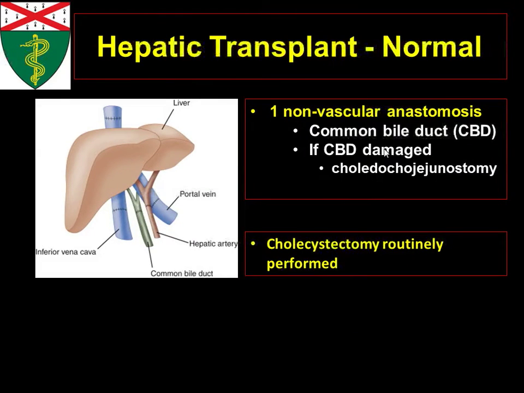And the one non-vascular anastomosis, absolutely right, is the common bile duct. So you want to attach the donor's common bile duct to the recipient's common bile duct. And if for whatever reason the common bile duct is damaged, particularly in the recipient, maybe they have primary sclerosing cholangitis, something like that, where there are some strictures there, then it's reasonable to do a choledochojejunostomy. So instead of using the recipient's bile duct, you get a loop of bowel, and you can make that anastomosis, and we call it a choledochojejunostomy. And we routinely perform a cholecystectomy in all these patients, so you won't see a gallbladder left in the patients who've gotten a transplant.